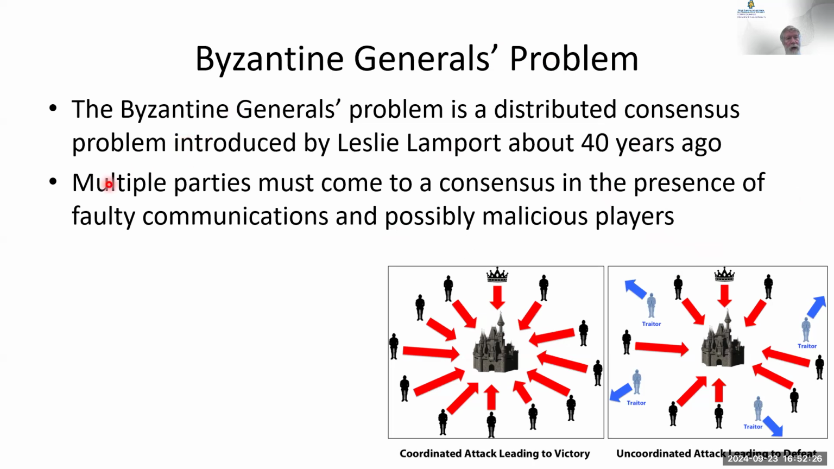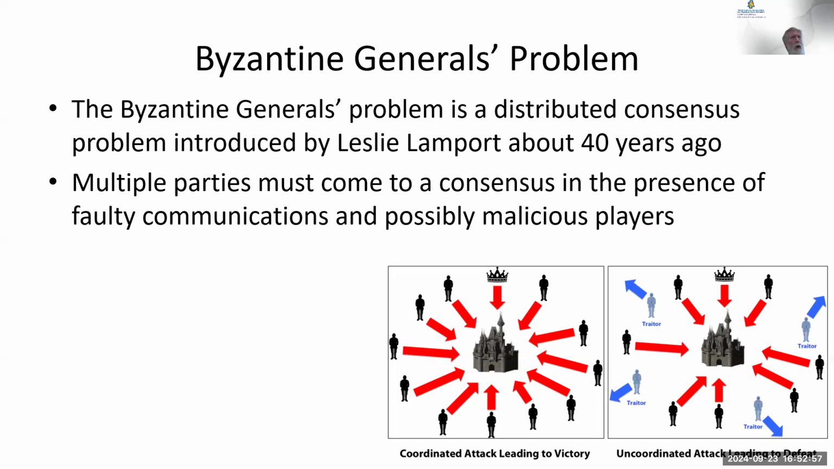And you do this in the presence of faulty communications and possibly malicious participants. It all follows the idea of the Byzantine Generals problem, going back to a war in 535 AD. Basically, you've got multiple armies, and the generals have multiple armies. If they all attack at the same time, then they are assured of winning. They will outnumber the enemy.